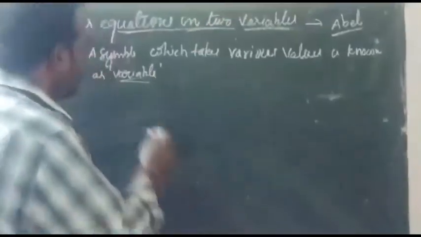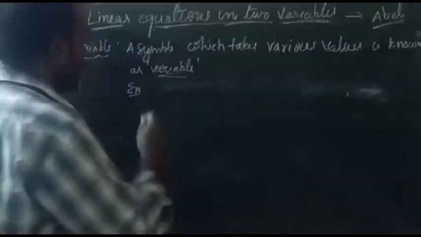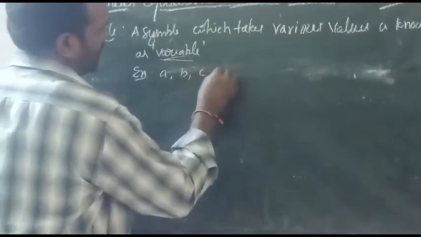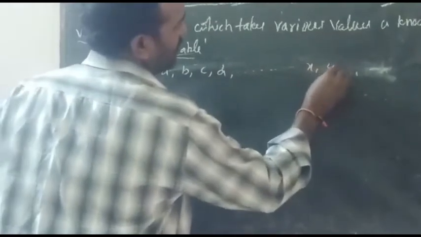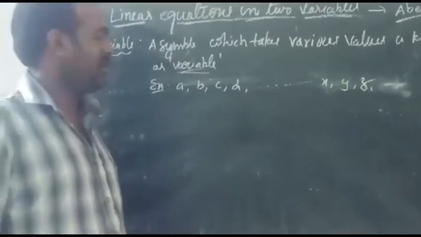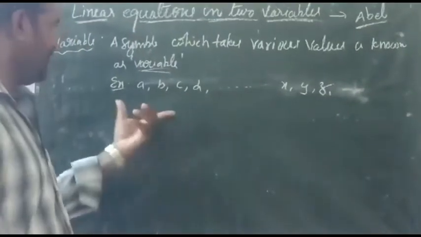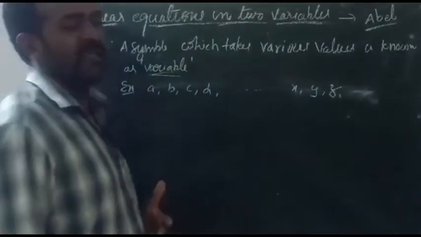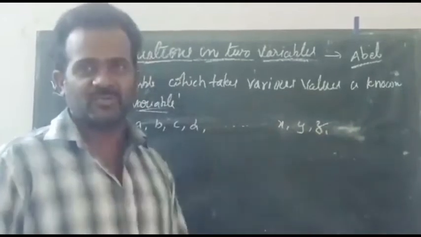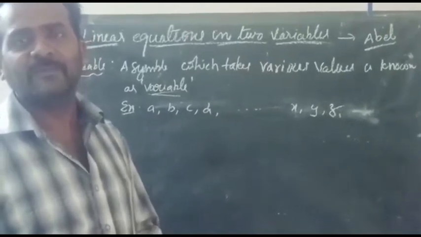Variable is like that. Example: A, B, C, D, and so on, X, Y, Z. Okay, these are the variables. A variable is a symbol which takes various values. These are examples of variables. Sometimes in mathematics, you can use X, Y, Z. Almost 100% of the time, the variable used in mathematics is X.